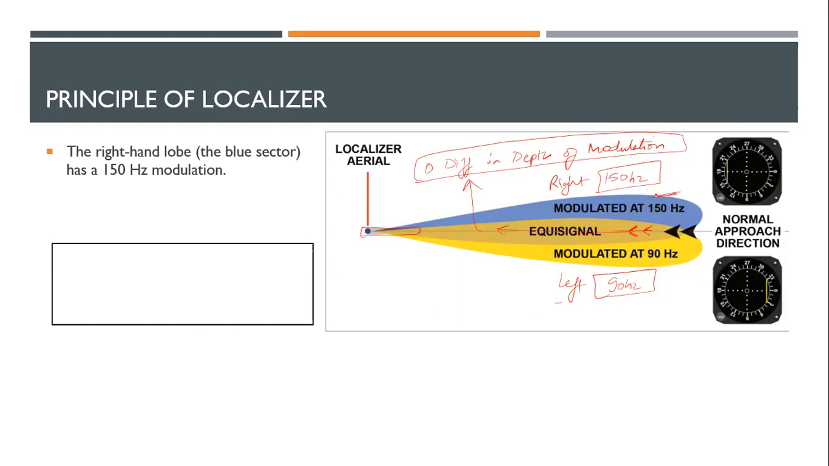Our aircraft is somewhere here and it is trying to make an approach. So what will happen now? Let's look at that. When our aircraft is to the right of the center line, the extended center line in air, the aircraft will receive more of 150 hertz signal that will be depicted on the CDI or HSI.